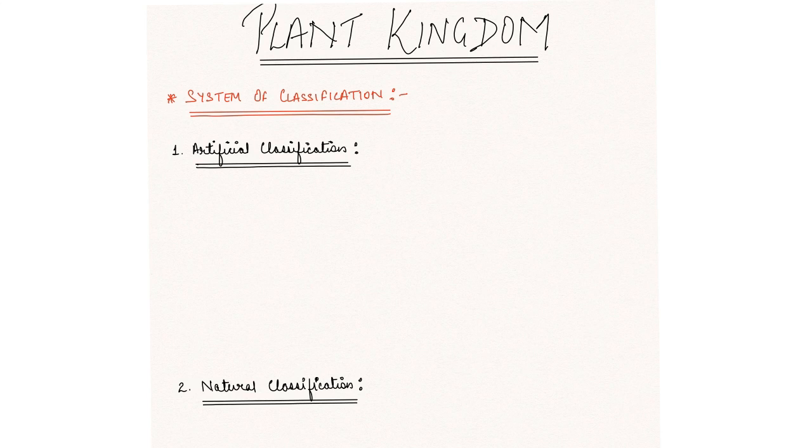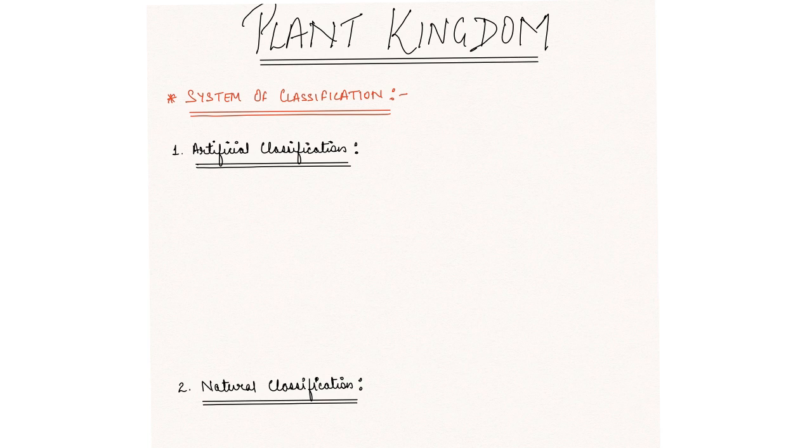So today we are going to start with the third chapter of NCERT Class 11th, which is Plant Kingdom. I hope you have gone through all the previous videos that I have recorded for chapter 1 and chapter 2, and it is all interlinked. So if you have not gone through them, I would request you to quickly go through the previous videos as well.